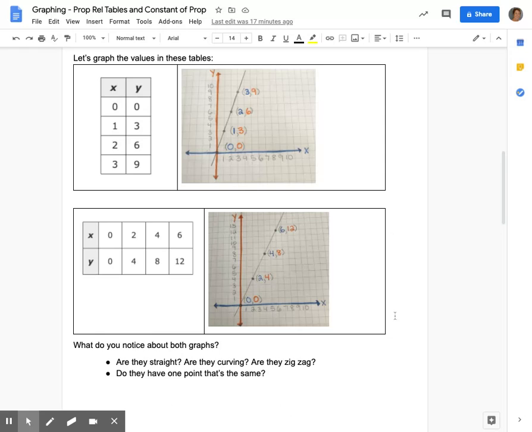So what do you notice about both graphs? Are they straight? Are they curving? Are they zigzag? Are they circles? Do they have one point that's the same? Pause the video and write your answer on your paper.